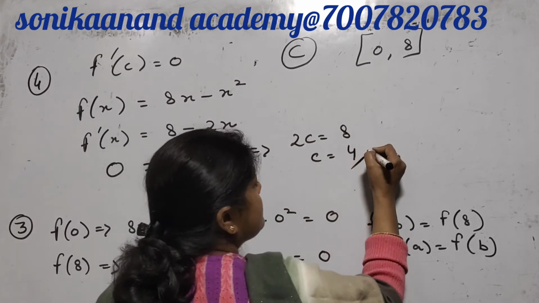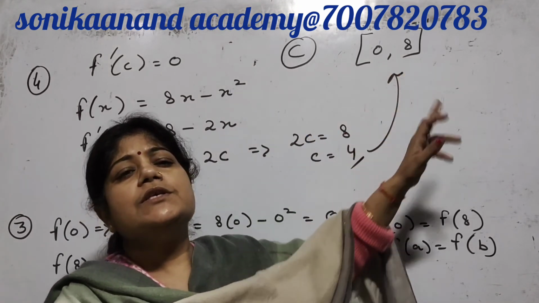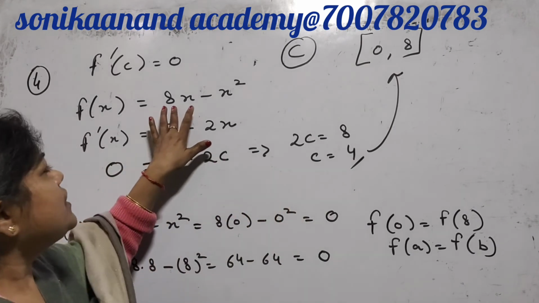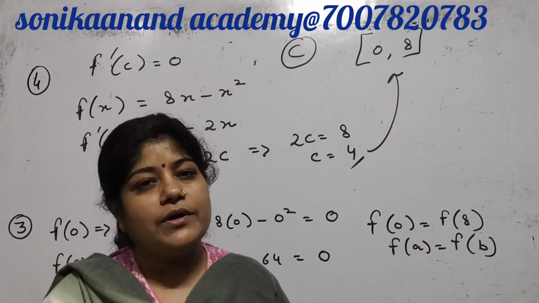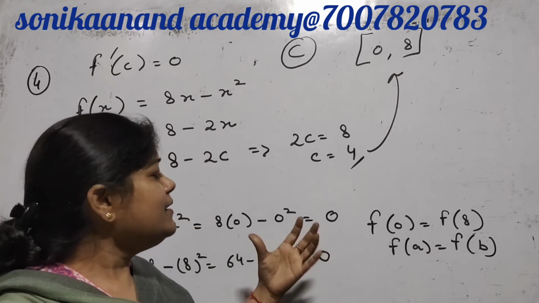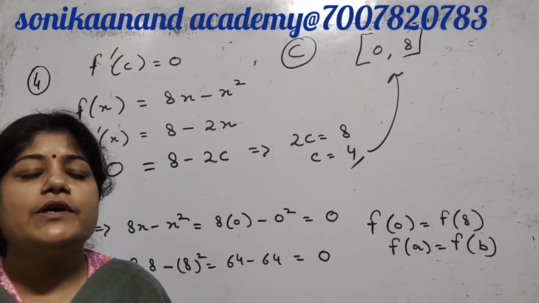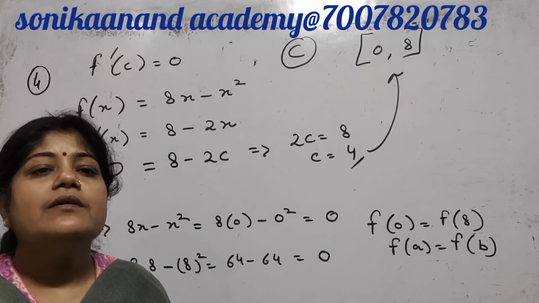And it is noticeable that 4 lies in between 0 and 8. In this way, the given equation 8x minus x square is satisfying Rolle's theorem. And you can apply this concept even to different types of functions, whether they are exponential or trigonometric, any one.